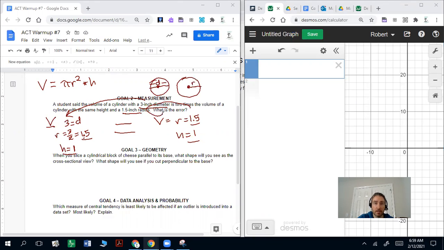The error is that the student didn't realize that the 3 represented the diameter, not the radius. The diameter is twice the radius. So the error here is that the diameter wasn't divided. Okay, the diameter wasn't cut in half. All right, get that down. I'm gonna move on to the next one.